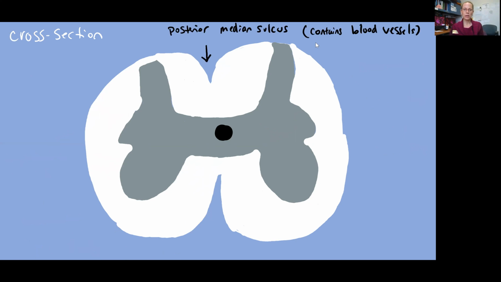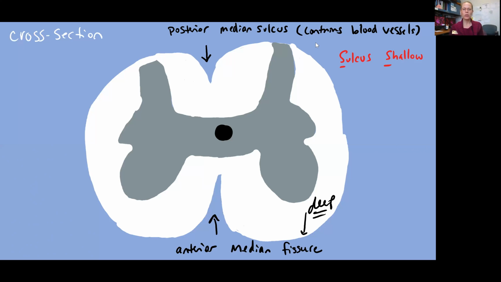The other thing that we can pay attention to here is we do need to be able to, in cross-section, identify the back and the front of the spinal cord. So you can see at the back, you have what's referred to as the posterior, so that means the back, median sulcus. This is going to contain blood vessels from the meningeal layer called the pia mater. And then at the front, you have the anterior median fissure.